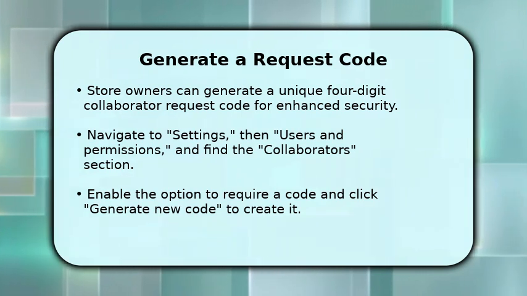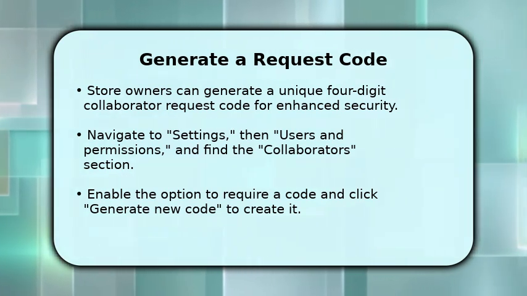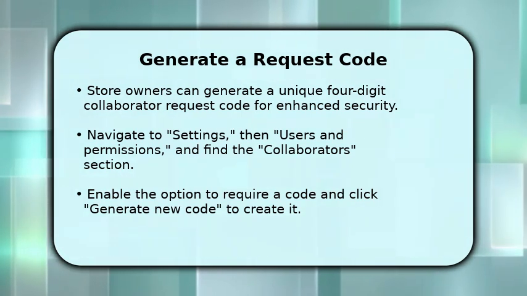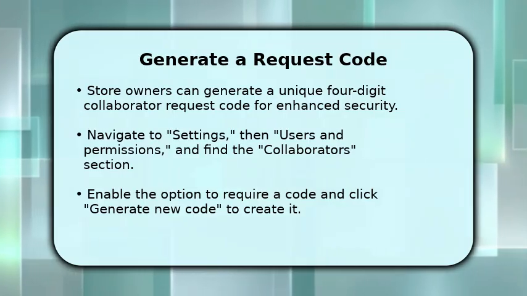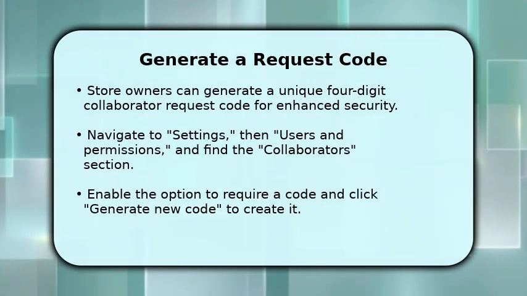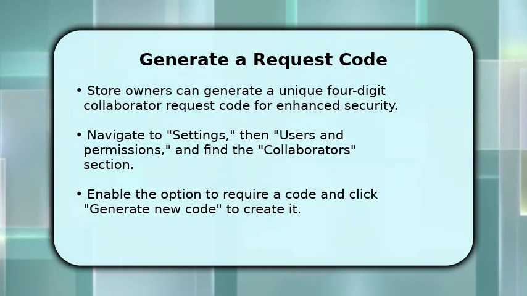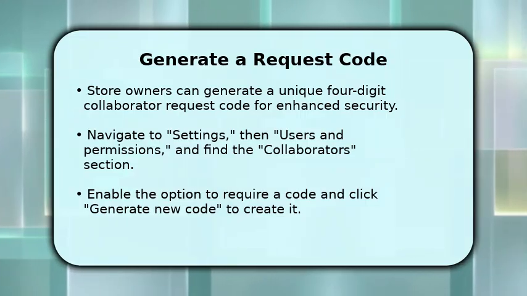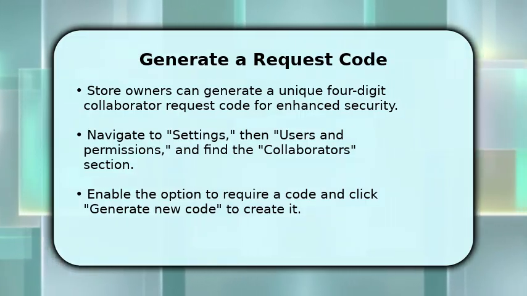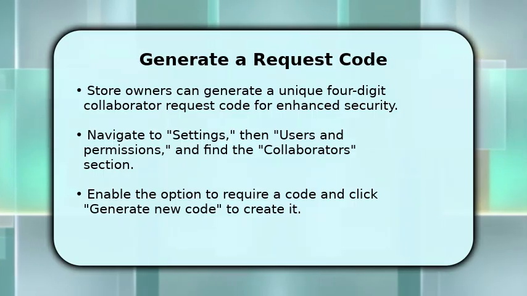From your Shopify admin, go to Settings, then Users and Permissions. In the Collaborators section, you can choose to require a 4-digit code for access requests. Click Generate New Code to create this unique identifier. Share this code with your trusted collaborator so they can include it in their access request.